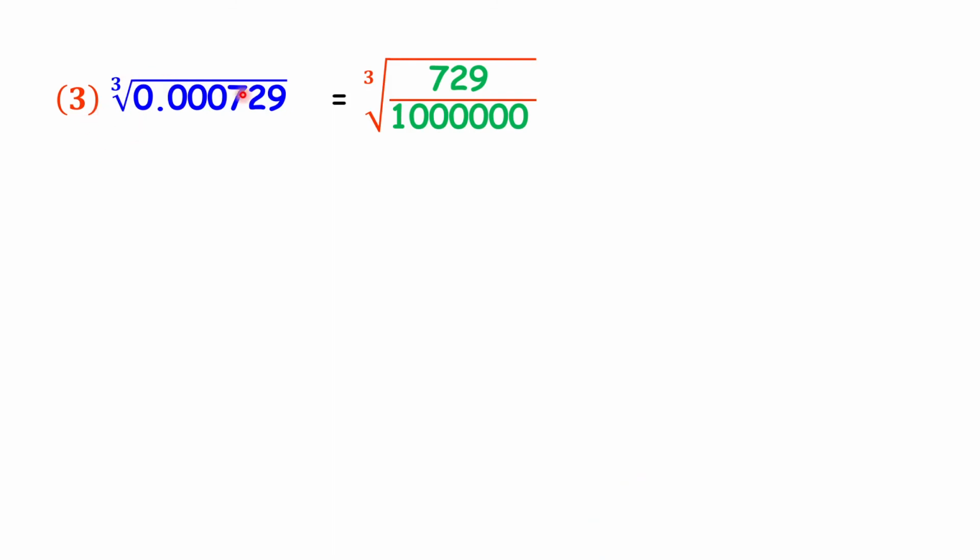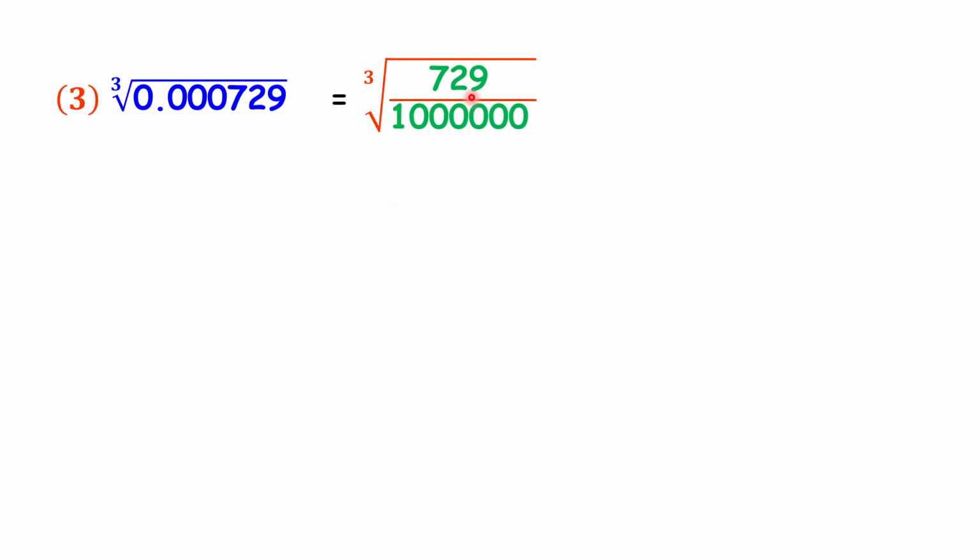Example 3. Cube root of 0.000729. Here the number is given in decimal form. First we count the digits after the decimal: 1, 2, 3, 4, 5, 6. Here are 6 digits after the decimal. We can write this number in fraction form. First write the number 729 at the numerator, and at the denominator, since there are 6 digits after the decimal, we write 6 zeros after 1. So this is the fraction form under the cube root.